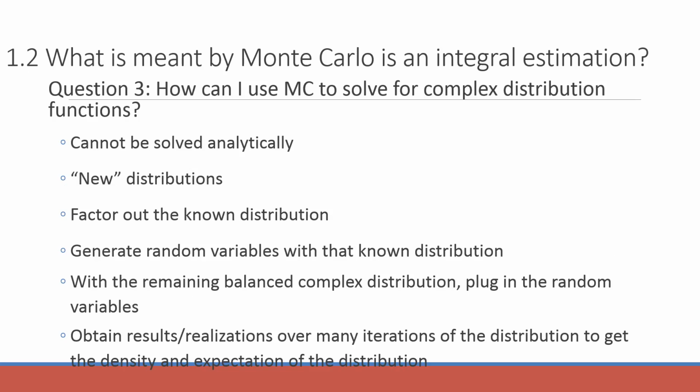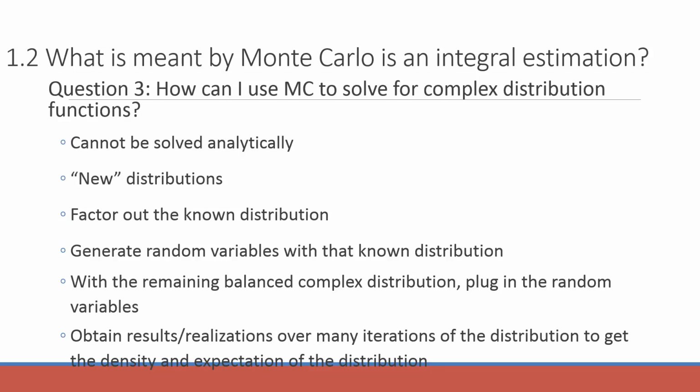So question 3, how can I use Monte Carlo to solve a complex distribution function? Again, some of these functions cannot be solved analytically, and these distributions are new, per se. They're not your standard normal distribution or your exponential distribution. It may be specific to your process that you're trying to map out. The reason we can do this is we can factor out a known distribution from this complex distribution that we have in front of us.